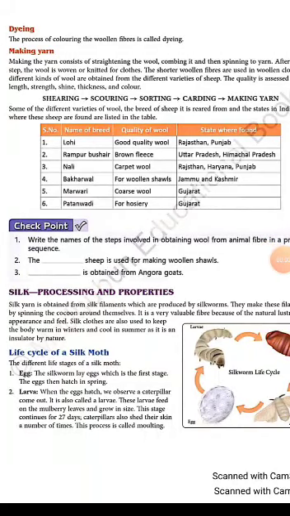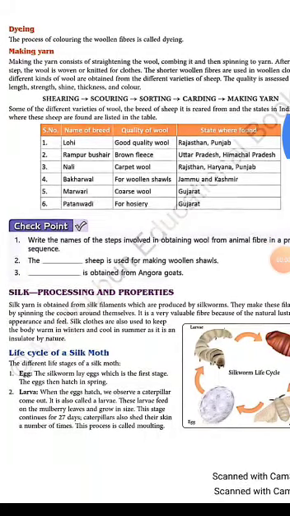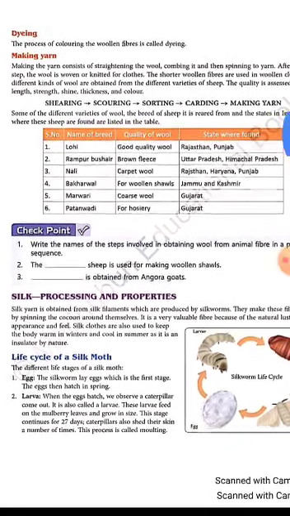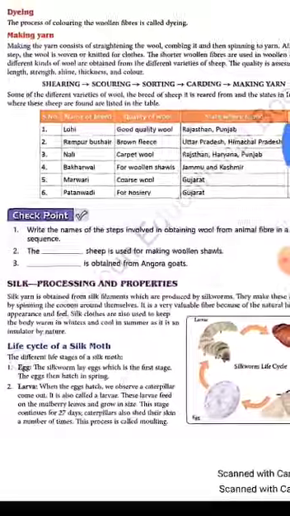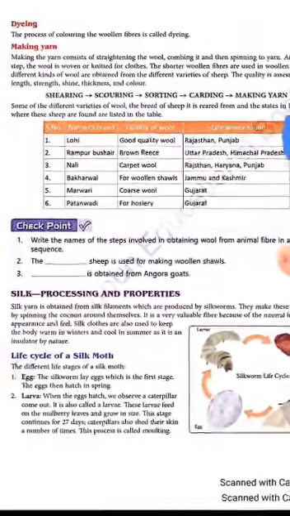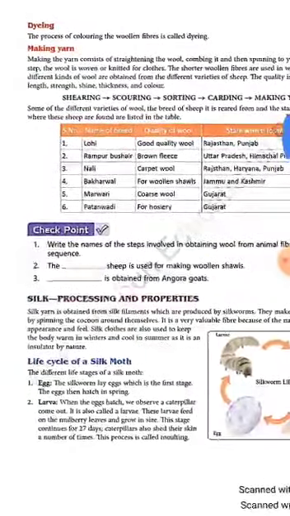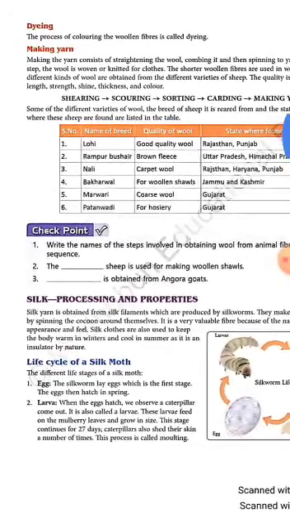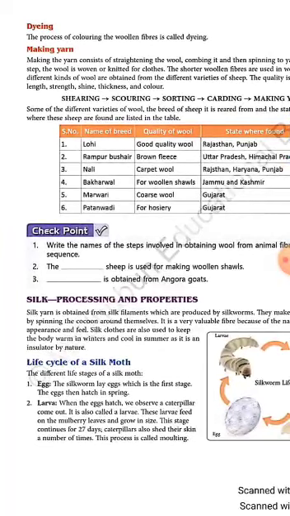Now come to the topic silk processing and properties. So today you will study about the silk. In previous class you have studied about the wool. So both wool and silk are natural fiber. Wool is obtained from sheep, camel, goat, etc. Whereas silk is obtained from silk moth, which is an insect.